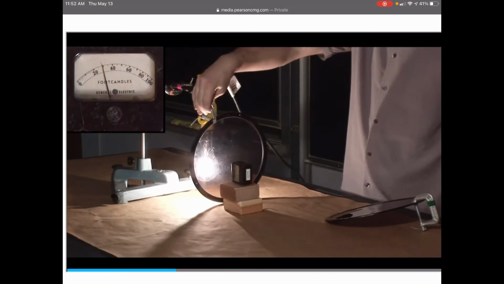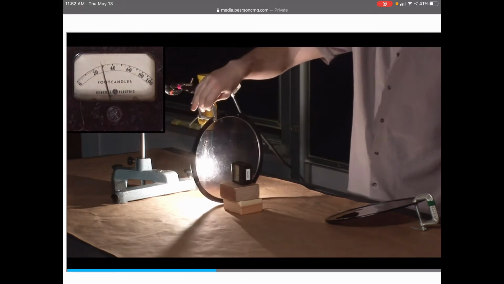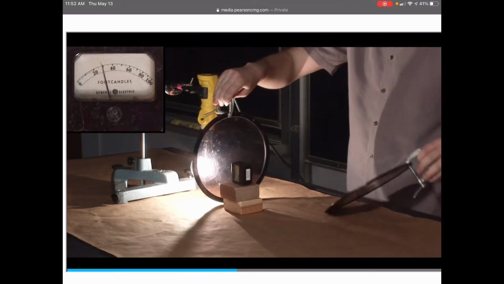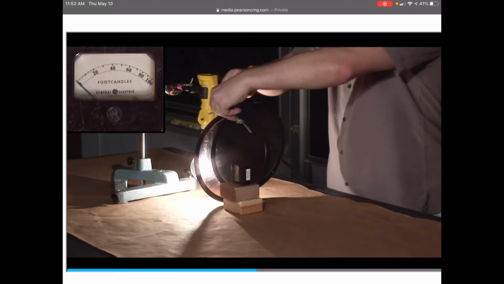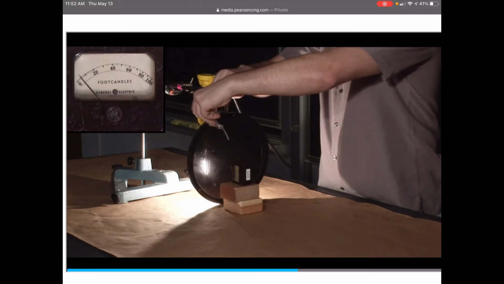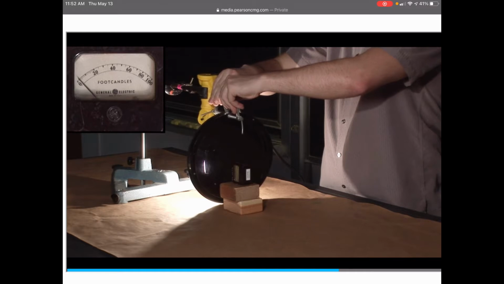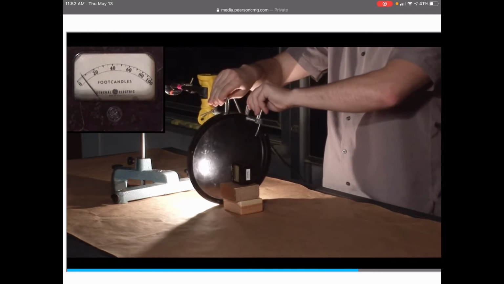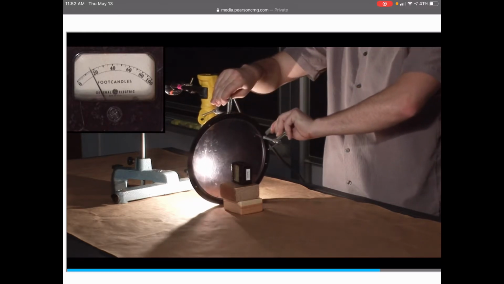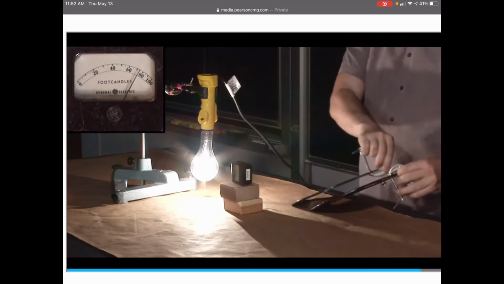Notice that placing the filter in front reduced some of the light intensity. We can see that on the meter. Now if we place two polarizers together and we rotate them 90 degrees relative to each other, you can see it is almost completely eliminating the light source. And that's because we're eliminating horizontally and vertically polarized light simultaneously.